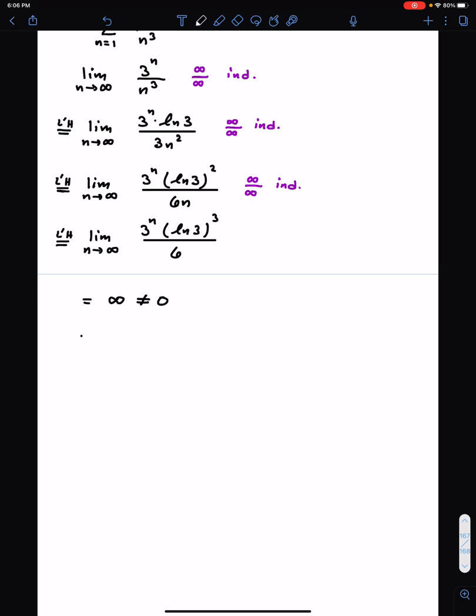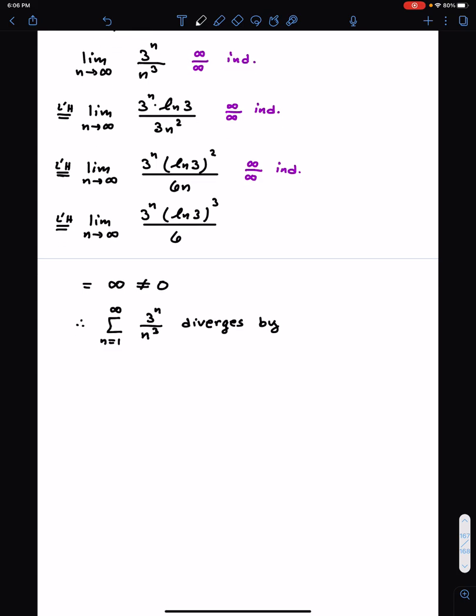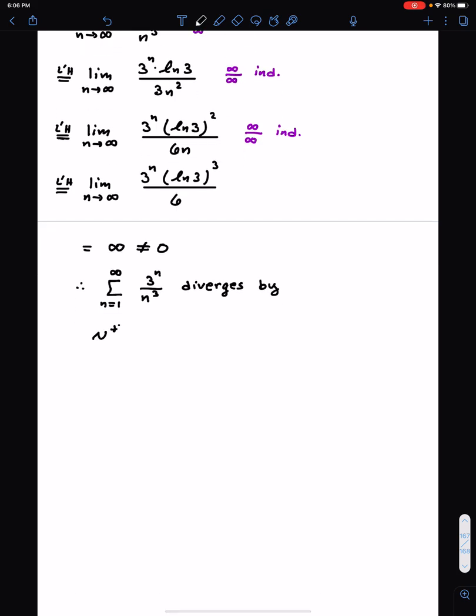So therefore, the series from 1 to infinity of 3 to the n divided by n cubed diverges by the nth term test for divergence.